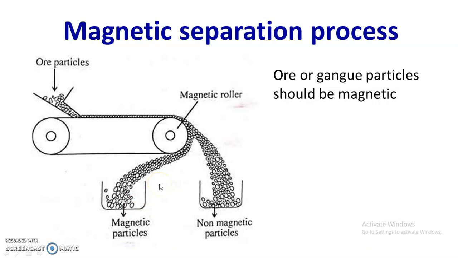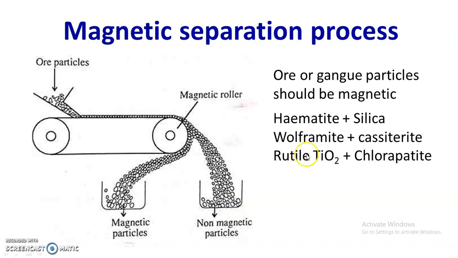So in this way, by using the magnetic separation process, ore and gangue particles are separated from each other, but the condition is that out of ore and gangue particles, one must be magnetic, otherwise this process will not be applicable. If both ore and gangue particles are magnetic, then both will be collected in the same container, and the method will not be applicable in that case.